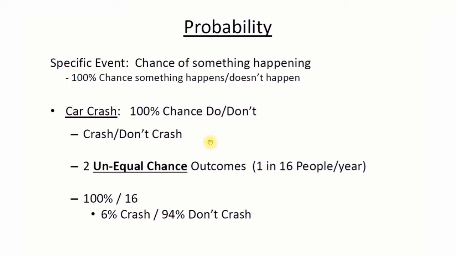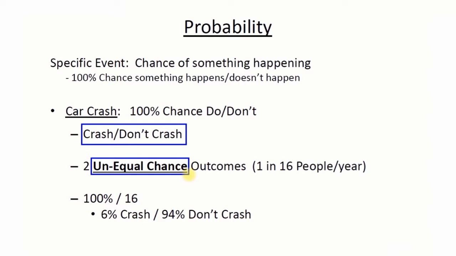So let's look at a different example when it comes to unequal chance outcomes. In this case, we're going to look at a crash. So what are my odds of getting in a crash this year? Well, there's a 100% chance I do or don't get in a car crash this year. But these are unequal chance outcomes. And what I mean by that is it turns out that 1 in 16 people actually get in a car crash per year. So if I want to figure out what is my probability of getting in a car crash this year, how do I do that?